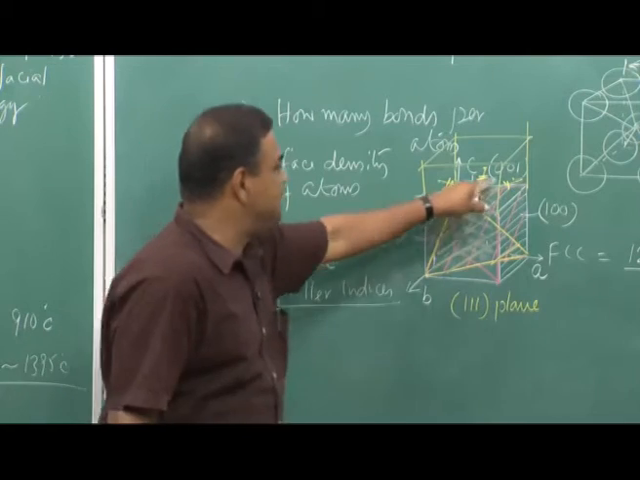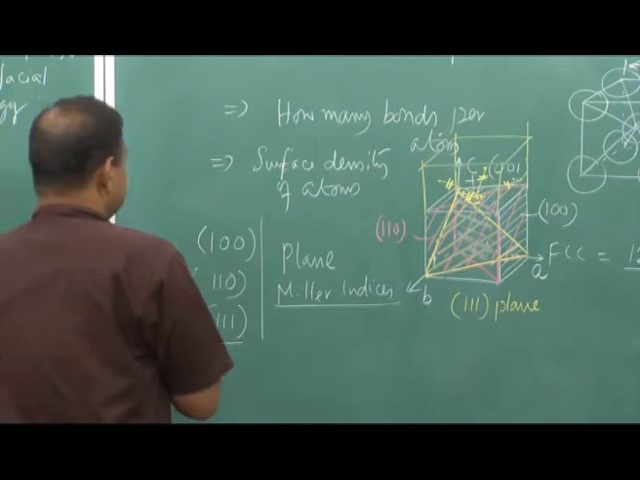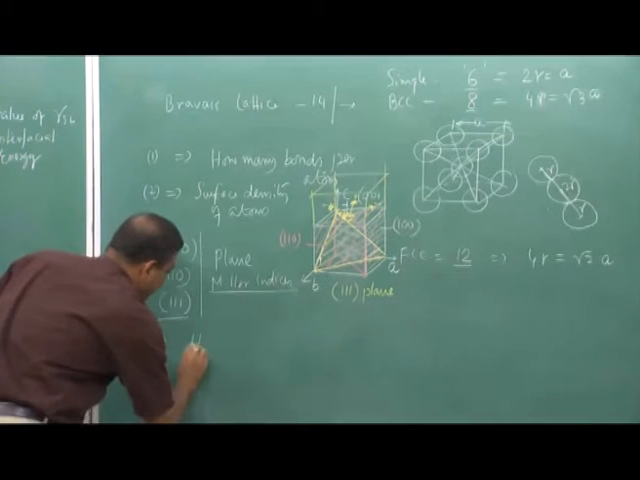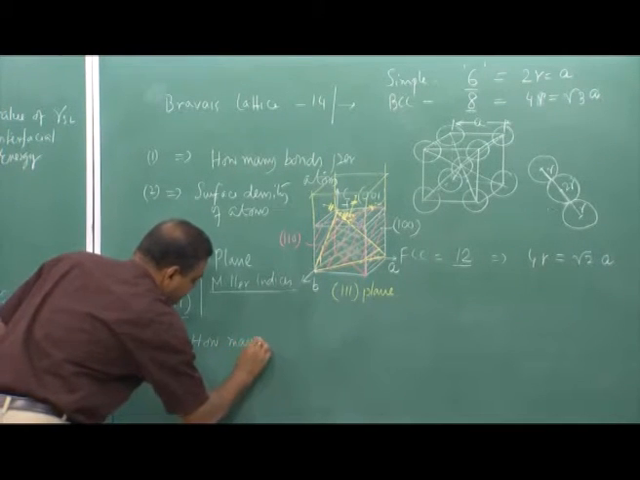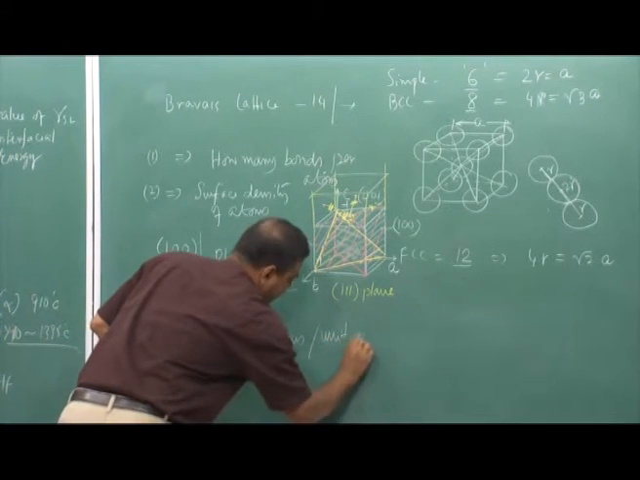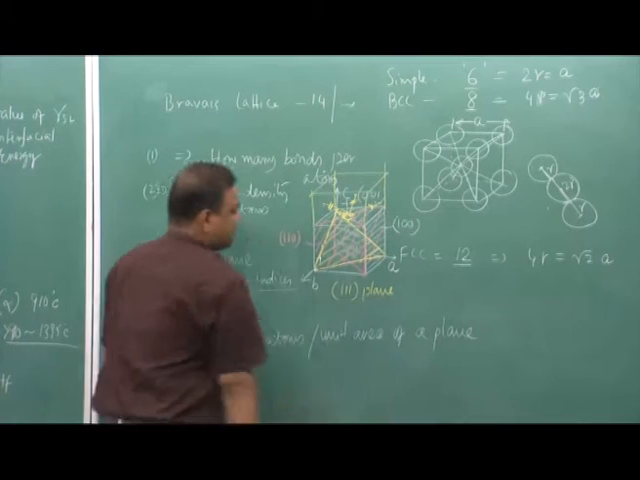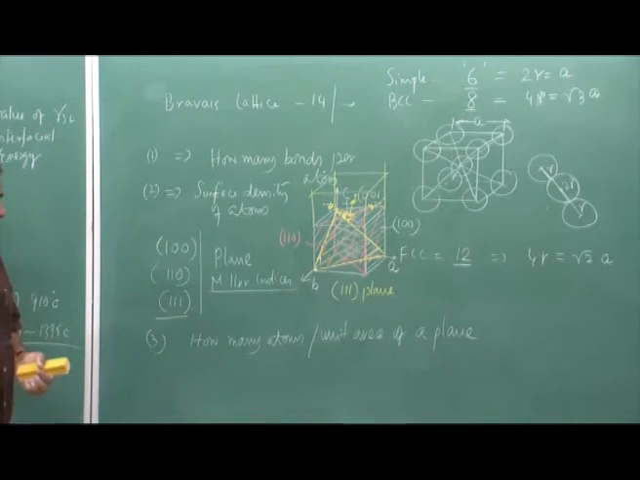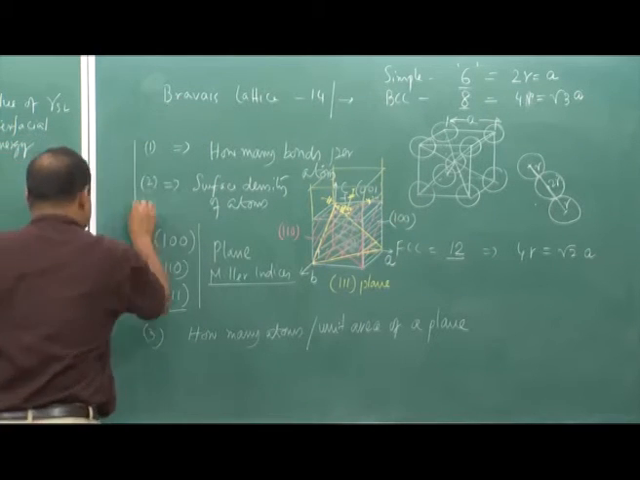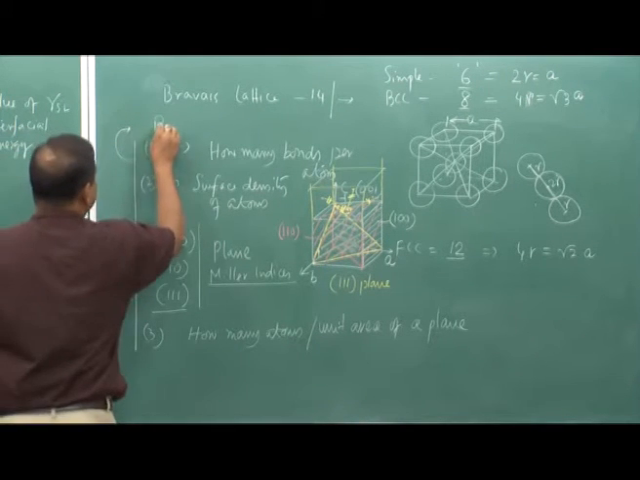So, per unit area of this plane, how many atoms are there? That information will also be required. So, this is one piece of information, this is the second, and the third is the number of bonds per plane. Once we get this information, all three will use one common piece of data, which is the bond energy.